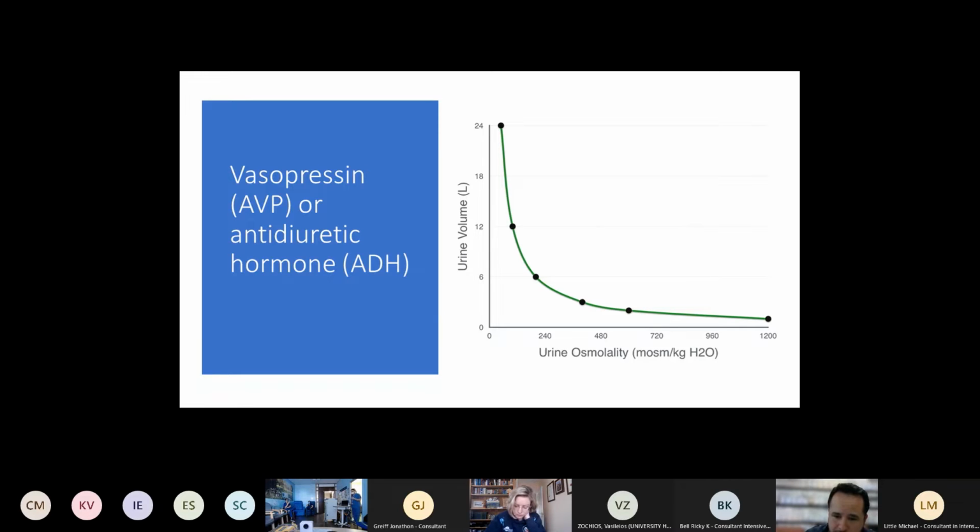I think this has already been explained, and how urine volume changes based on ADH, and also the more concentrated the urine, the smaller the amount of urine we produce.